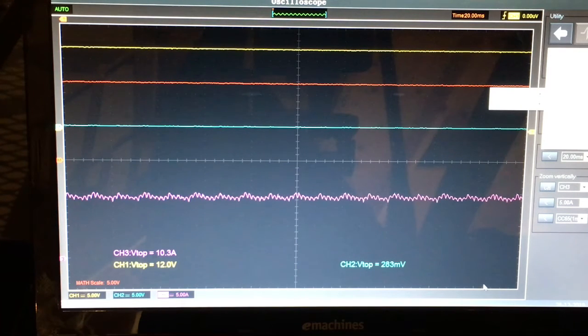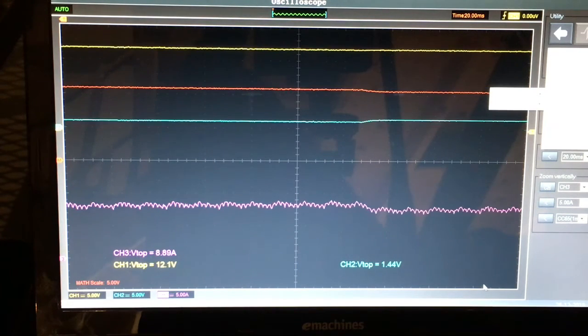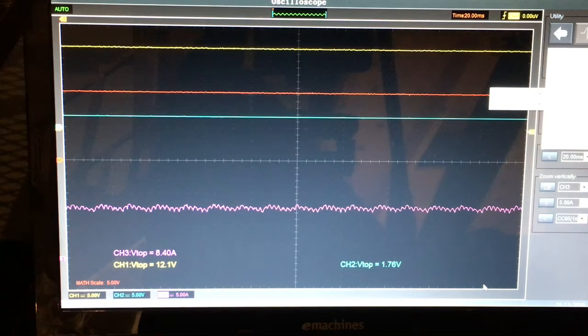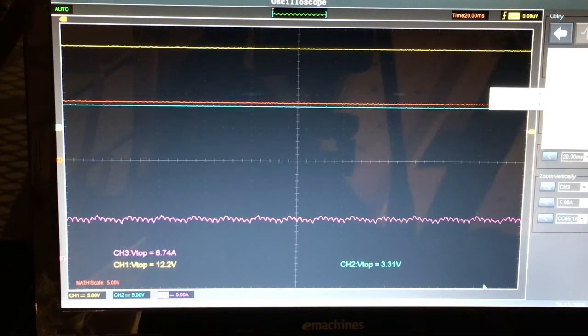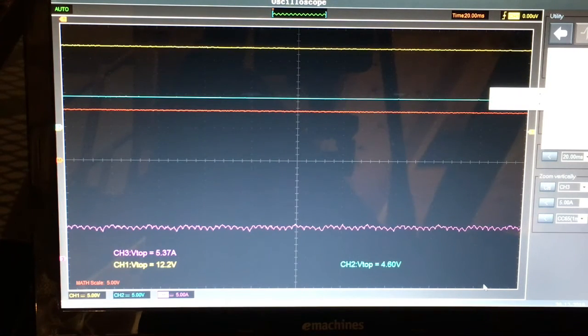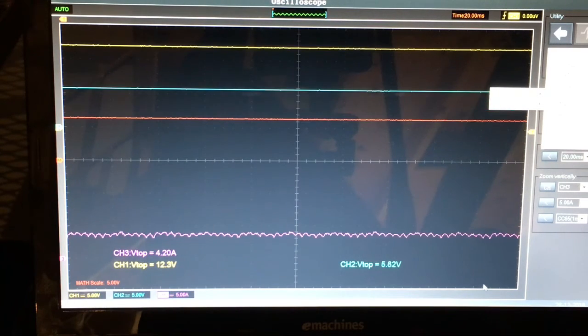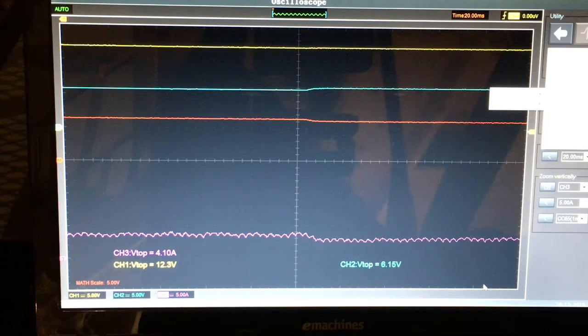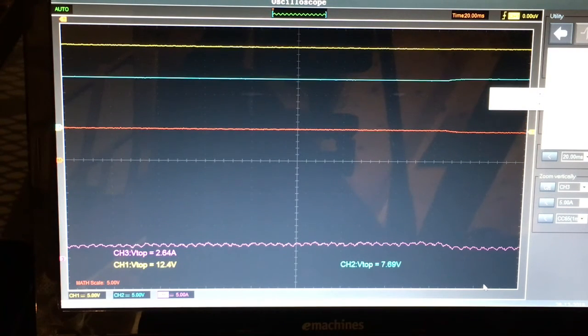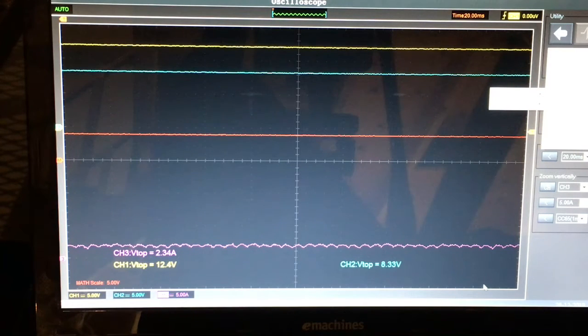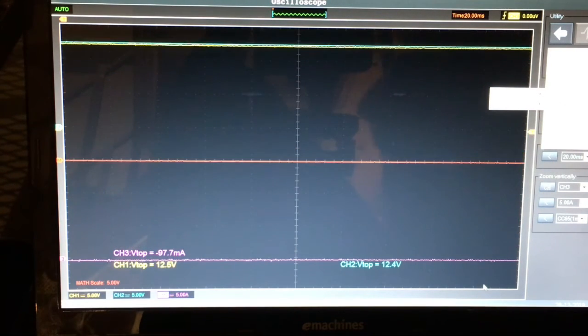So that's 8, 7, 6, 5, 4. You can see the differential between channels 1 and 2 is actually closing. The current obviously dropping. 3, 2, 1, and off. Channels 1 and 2 should effectively read the same. The math channel reads 0. And the current clamp obviously shows a wee bit of spurious current there.